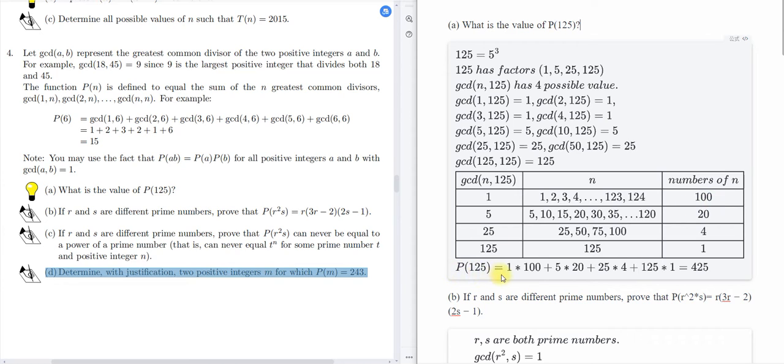So we add them up, that is 1 times 100, 5 times 20, 25 times 4, 125 times 1, which equals 425.